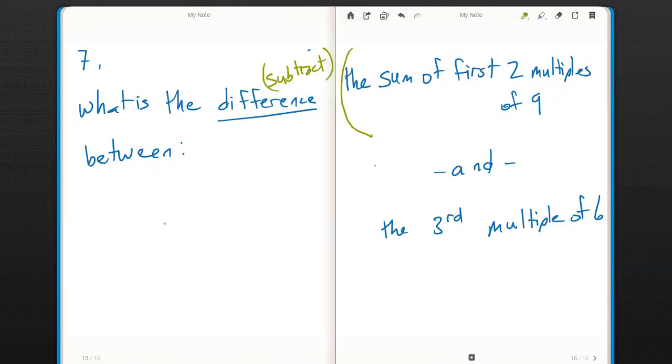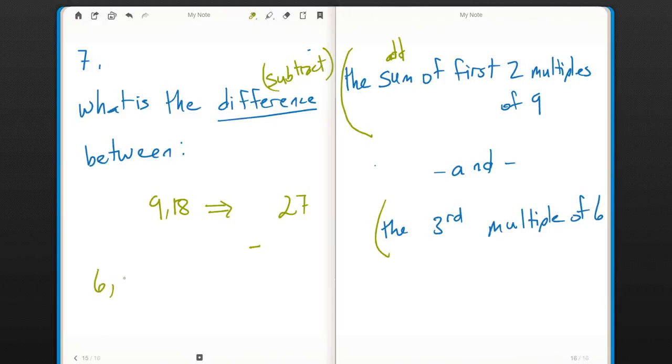and the first 2 multiples of 9 are 9 and 18. The sum of those, sum means add, so the sum of those is 27. It's the difference between that number, which is 27, and what else? The third multiple of 6.